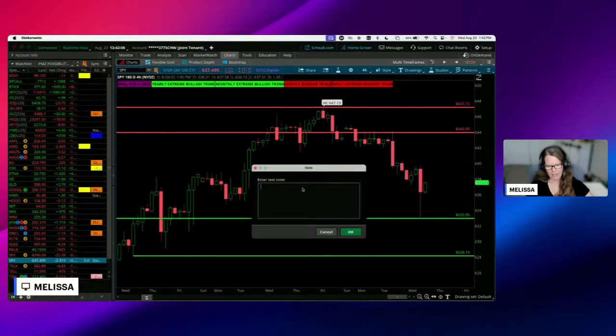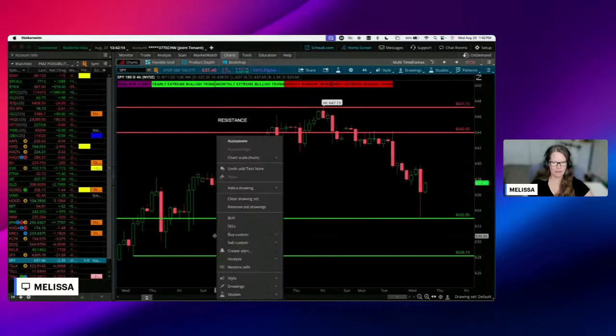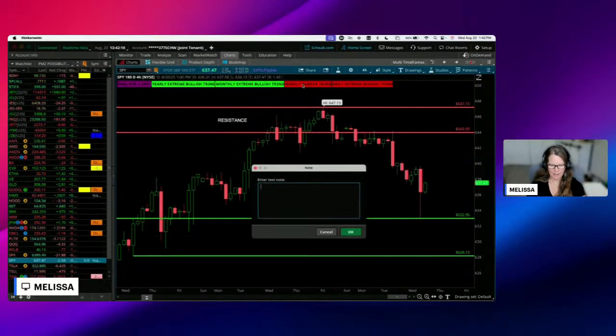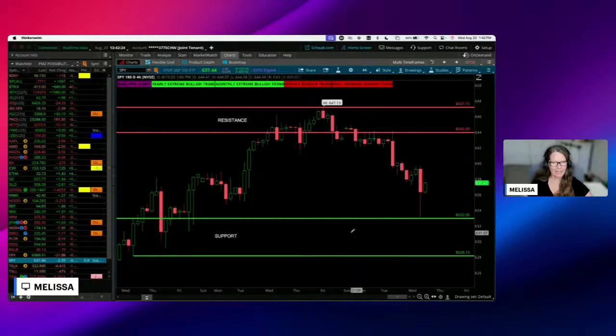So now we have resistance and we have support on this chart. Resistance, support. Any questions about that before I move on? I don't want to leave anyone behind. All right, great. I don't see any questions in the chat. So here's our resistance. Here's our support.